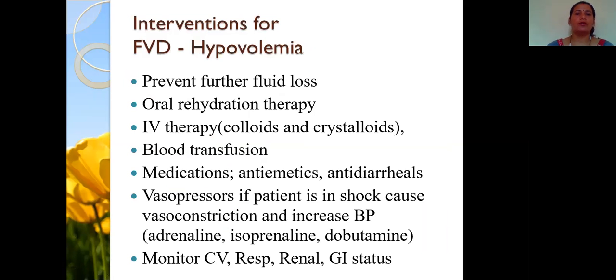Okay, now interventions for the fluid volume deficit, hypovolemia. These are the nursing measures. We have to prevent further fluid loss, and rehydration therapy can be done. IV therapy with colloids and crystalloids, blood transfusion can be performed if the patient is having hypovolemia through hemorrhage, and medication such as antiemetic if the patient is having vomiting, and antidiarrheal if the patient is having diarrhea, and vasopressors if the patient is in shock, to cause vasoconstriction and increase the BP. We can use medicines like adrenaline, isoprenaline, and dopamine, which are the medicines of choice.